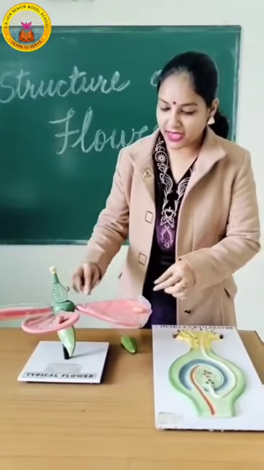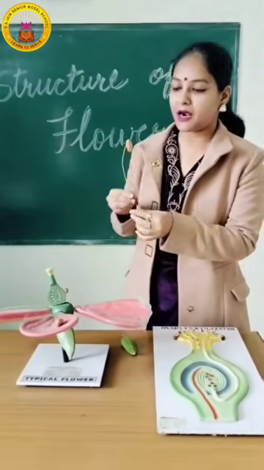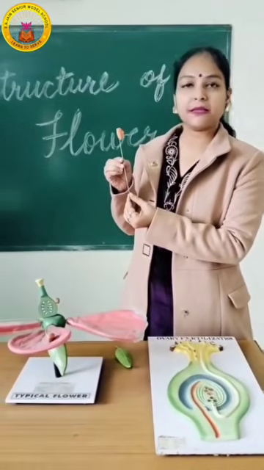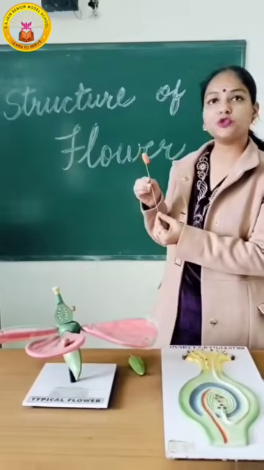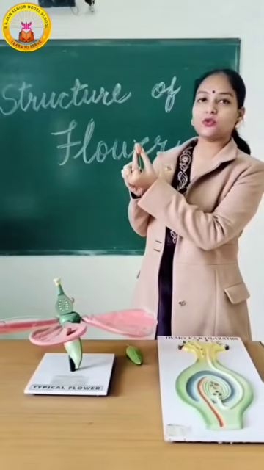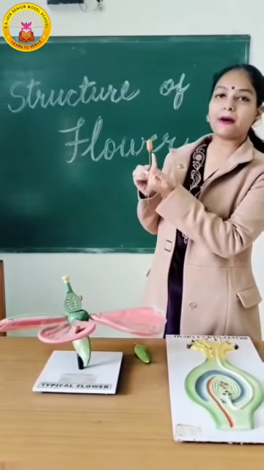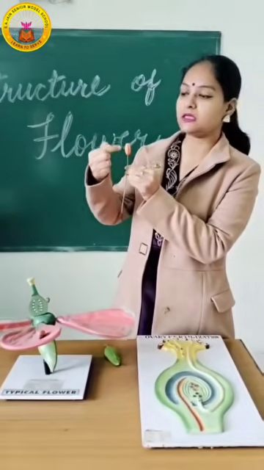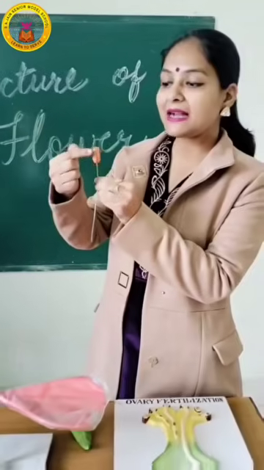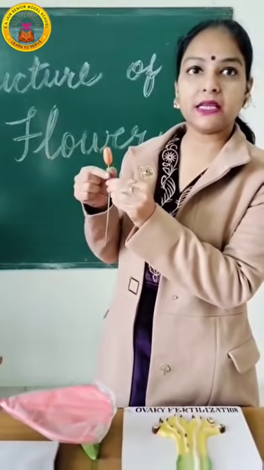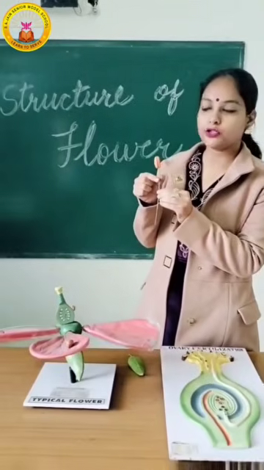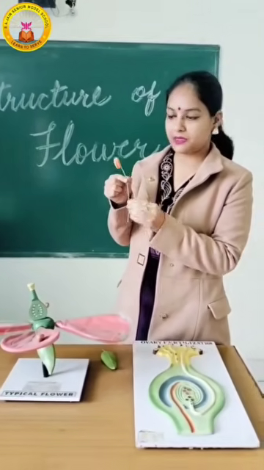Next part, we have male reproductive part, which is known as stamen. The stamen consists of two parts. First is known as anther, which is a bilobed structure. You can see a partition in between the anther, and these anthers contain pollen grains, which contain further male gametes to fuse with the female gametes.